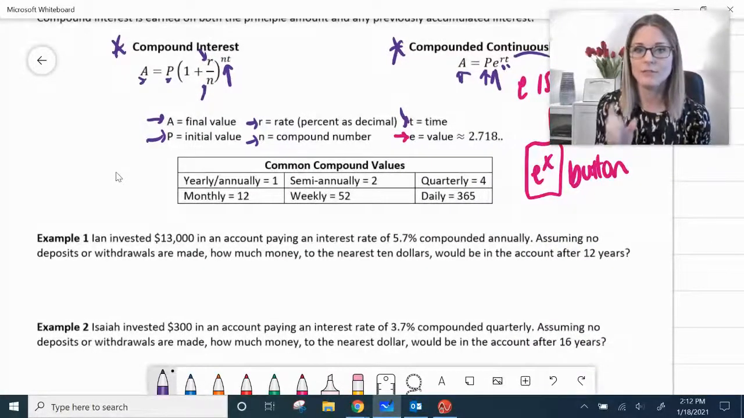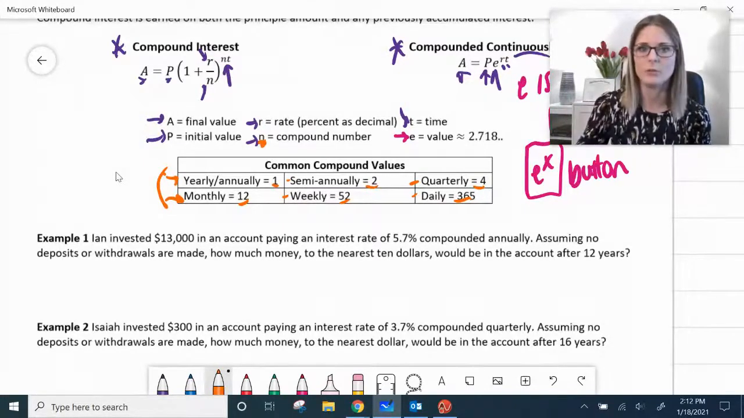Also on your notes, I do have your common compounded values. So when you see the word yearly, for our compound number, the N, we're going to put in 1. When we see semi-annually, that means 2. Quarterly, 4. Monthly, we'll see monthly from time to time. Weekly would be 52 and daily 365. Your most popular are definitely the yearly and monthly. So those will be worded out in our problems, and those will be the numbers we'll use for N in our formula.